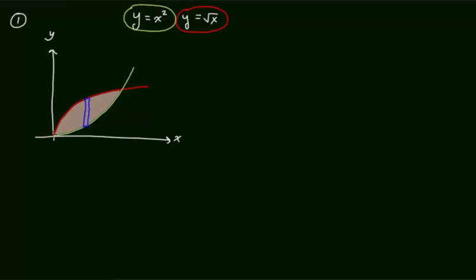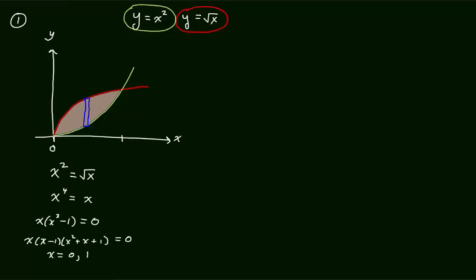This problem did not tell us the bounds. We know that they're going to intersect at 0. We also have to figure out where they're going to intersect over here. Now, if you can't figure that out in your mind, you would come over and set the two functions equal to each other. And doing the algebra, we would learn that they intersect at x equals 0 and x equals 1. So we're going to focus on the setup.